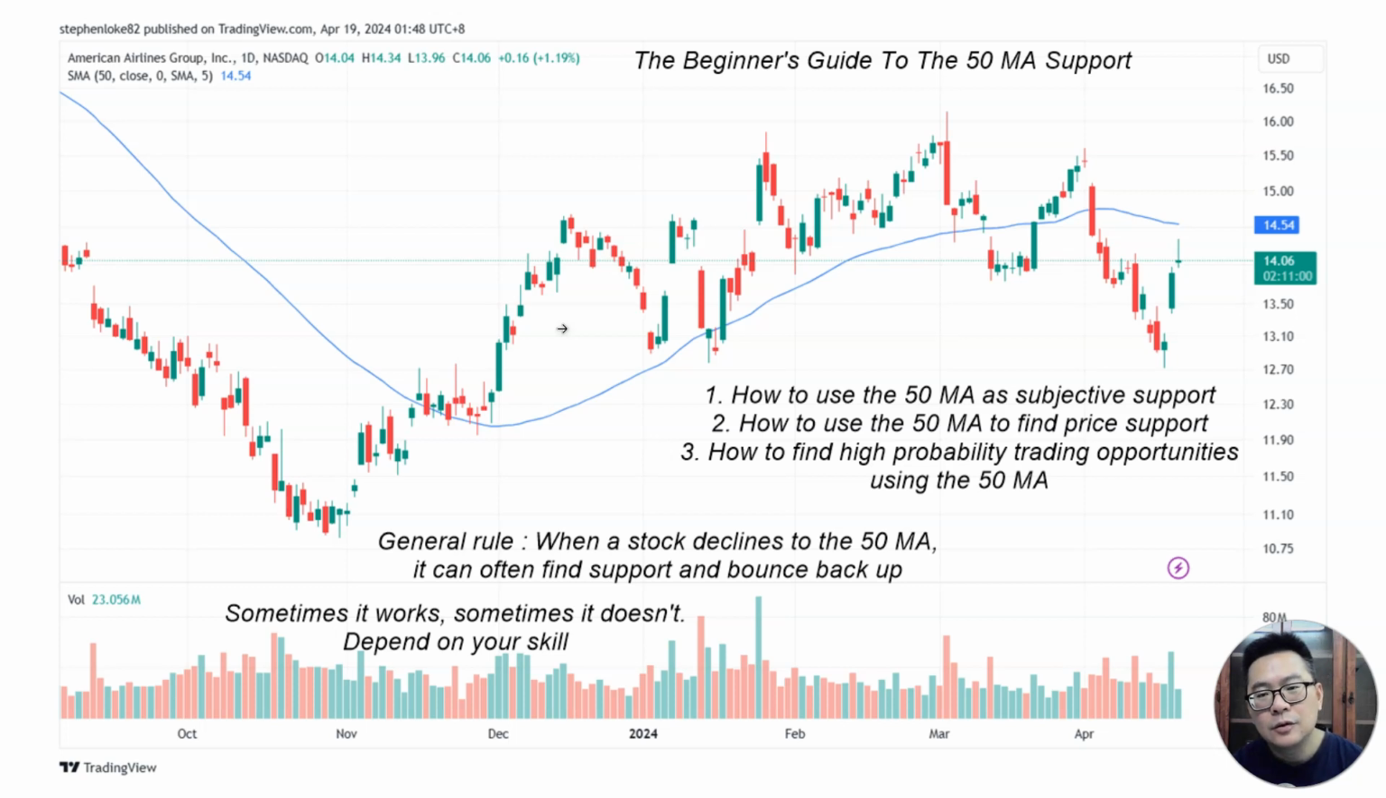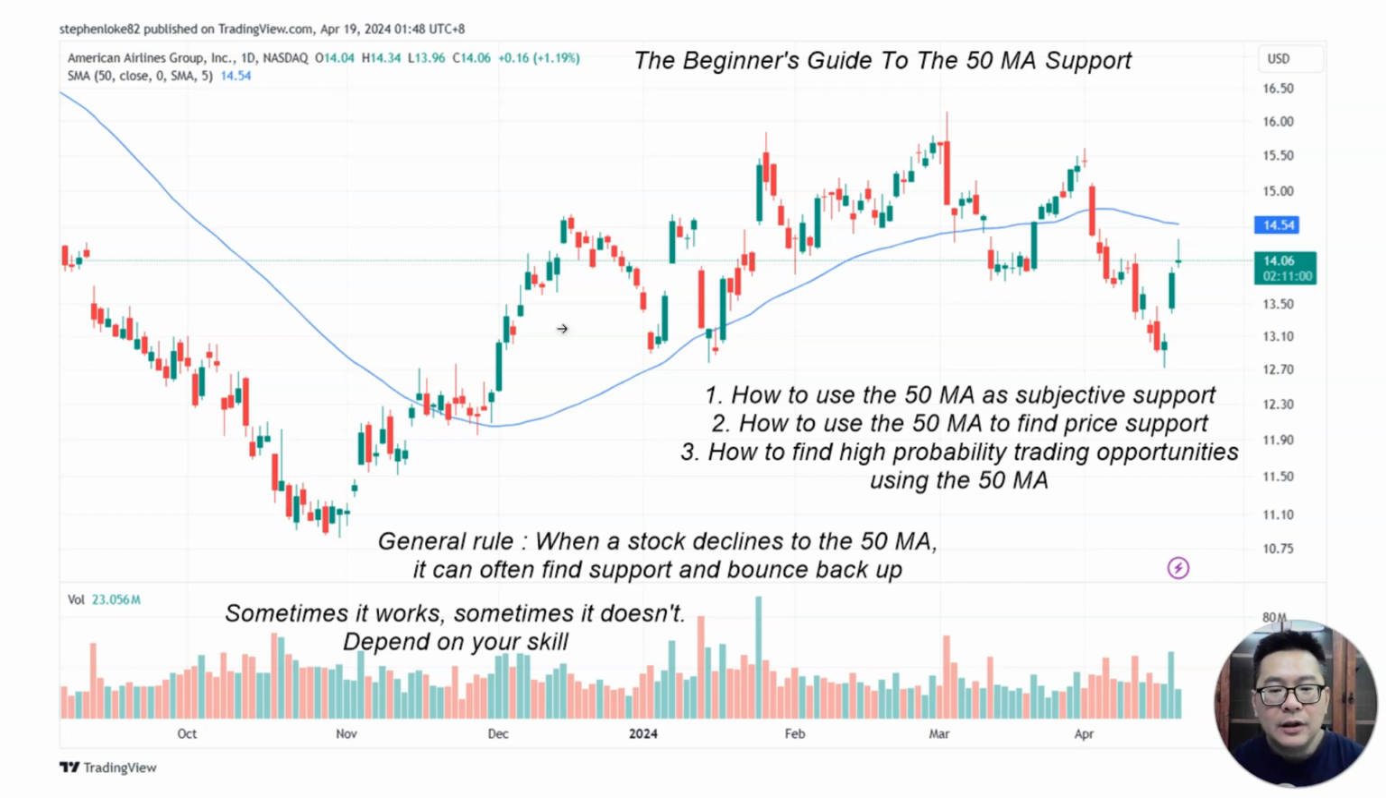Now for those of you who do not know what the 50 MA is, it's a 50-day moving average, and there are two very powerful moving averages that investors and traders look at. They are the 50-day moving average and also the 200-day moving average. And today we're going to learn about the 50-day moving average.